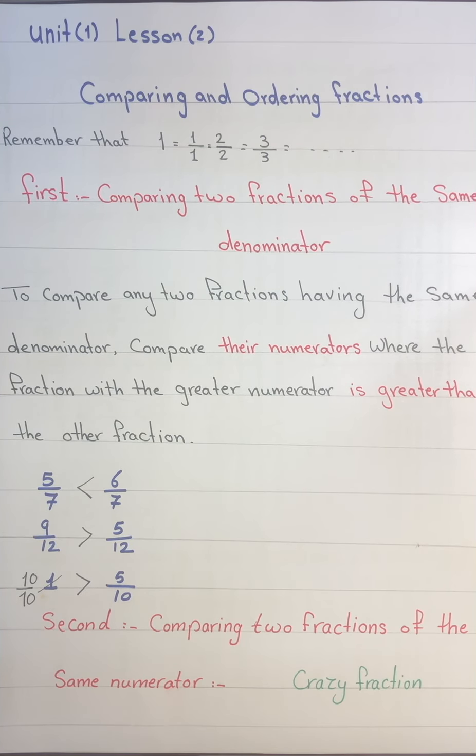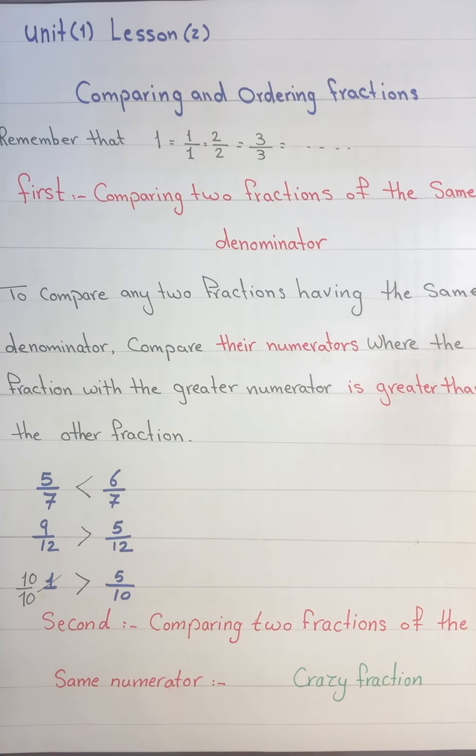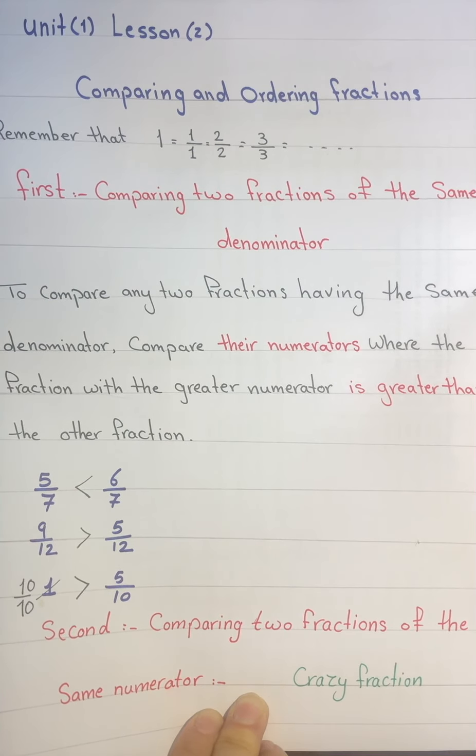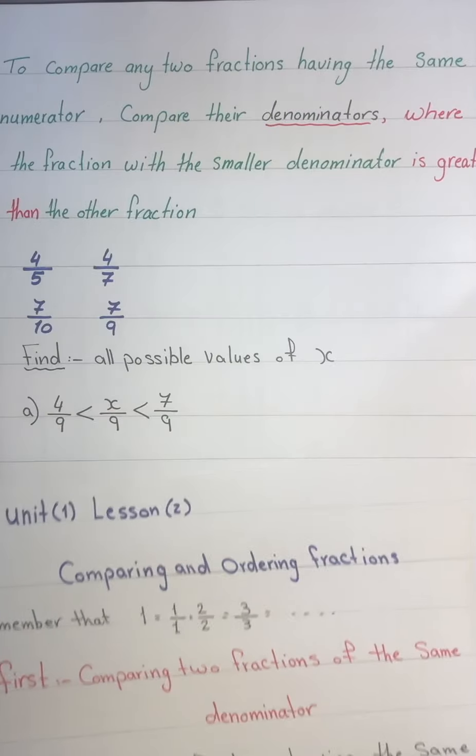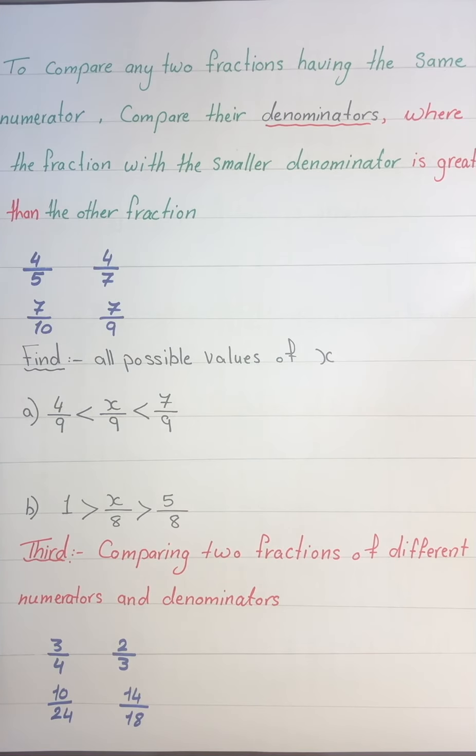Second, comparing two fractions of the same numerator. Do you remember that? We called it the crazy fraction. Why is it a crazy fraction? Because the smaller the denominator, the bigger the fraction. Look at this. To compare any two fractions having the same numerator, compare their denominators, where the fraction with the smaller denominator is greater than the other fraction.